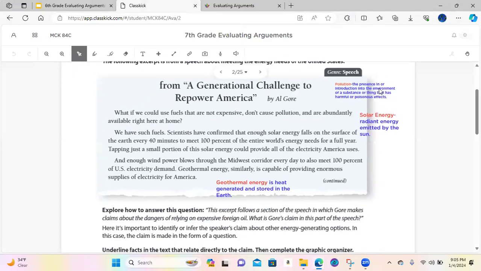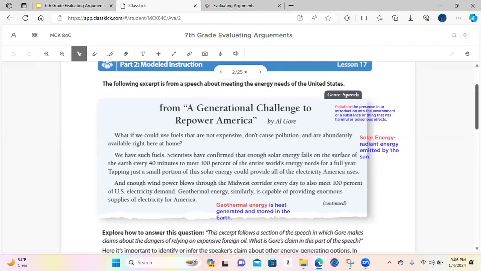Now we have some words that we're going to look at before we read this section. The word pollution means the presence in or introduction into the environment of a substance or thing that has harmful or poisonous effects. Solar energy means radiant energy emitted by the sun. And geothermal energy is heat generated and stored in the earth. So bear those terms in mind.